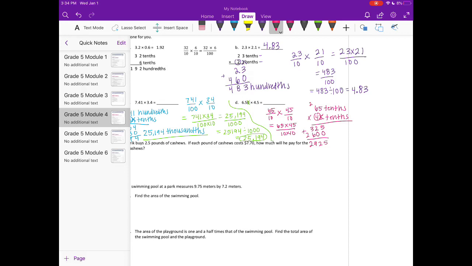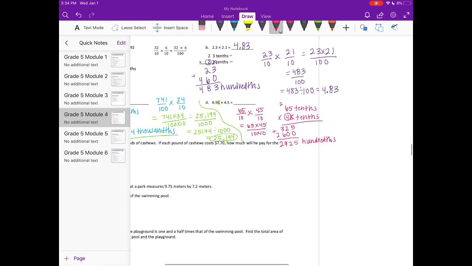We get 2,925. And tenths times tenths is hundredths. So I'm going to continue this part over here. So that's equal to 2,925 over 10 times 10 is 100. And if we do 2,925 divided by 100, we will get 29 and 25 hundredths.